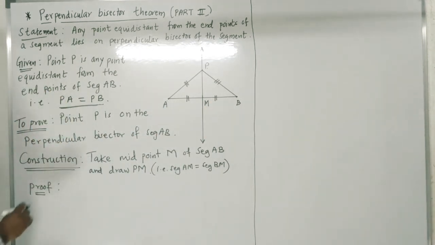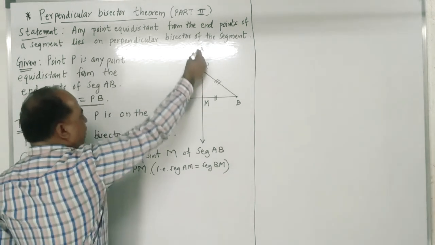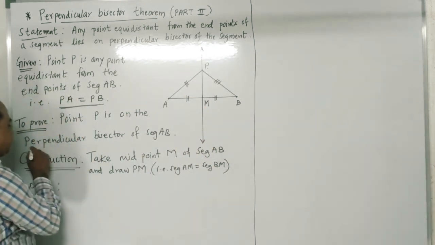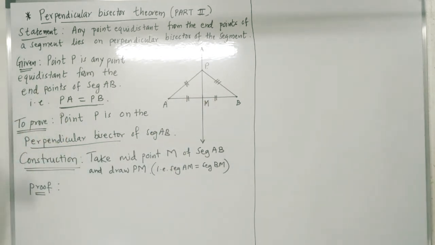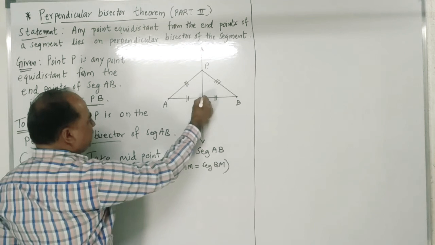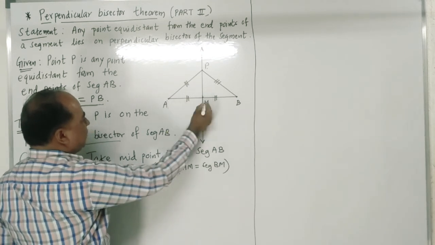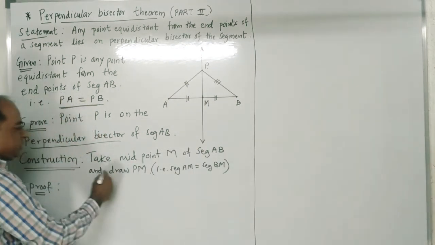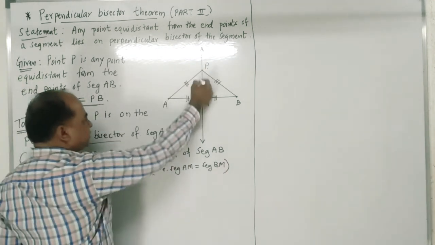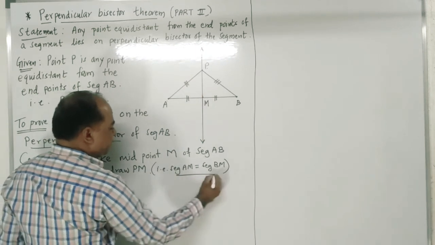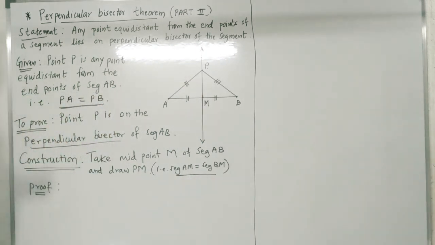P is equidistant from the endpoints of segment AB. Now we have to prove that this point P is on the perpendicular bisector of segment AB. To prove this theorem, take a midpoint M, so that AM and MB are equal, and draw segment PM. So segment AM is equal to segment BM. This is the construction.